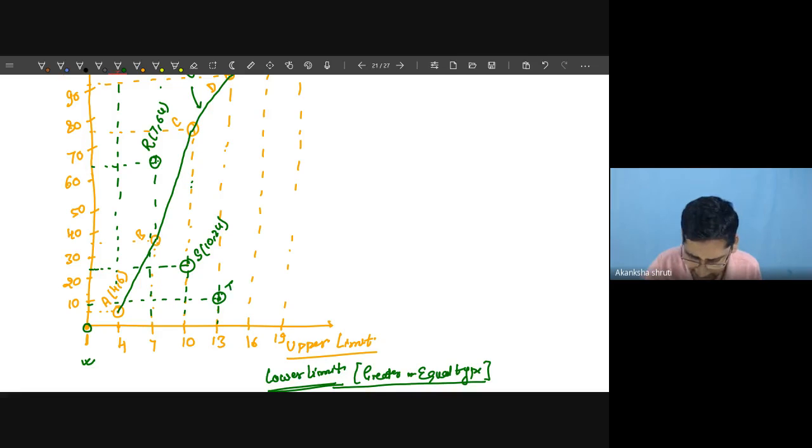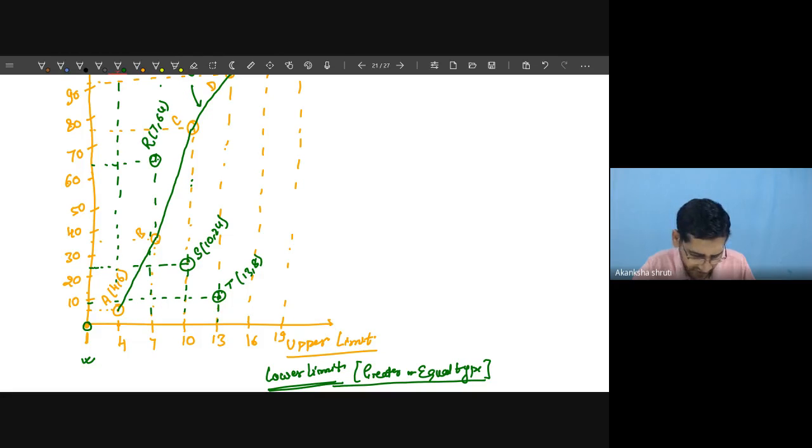PQRS, this is our T. You may put it here, 13 and 8. And for the 16, 4 that we have observed. 16 and 4. RST, let me mark this as U. 16 and 8. That's all.